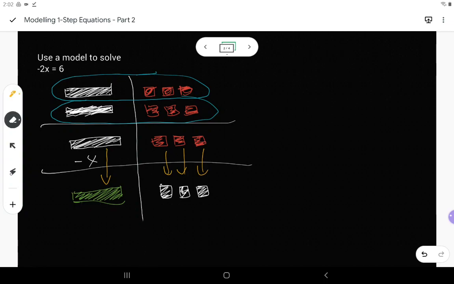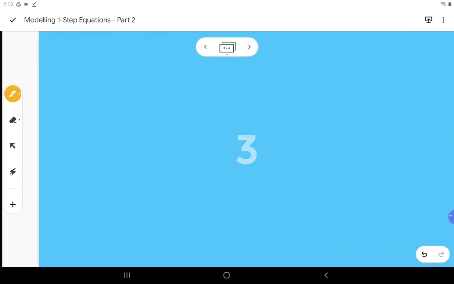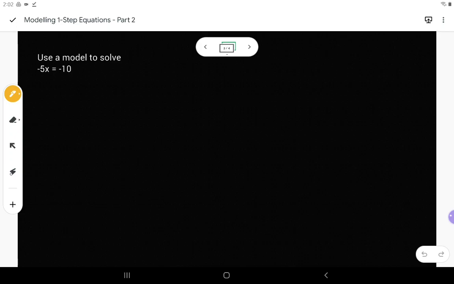And now, instead of saying negative x is positive 3, I know that my answer is positive x, and it equals negative 3. So what I had before was negative x is equal to positive 3, and I really just took the opposite sign on both sides to get positive x is equal to negative 3. Okay? A little bit easier when you have the tiles in your hand and at your desk to solve. Okay? Let's do another one where we might need to do some flipping.